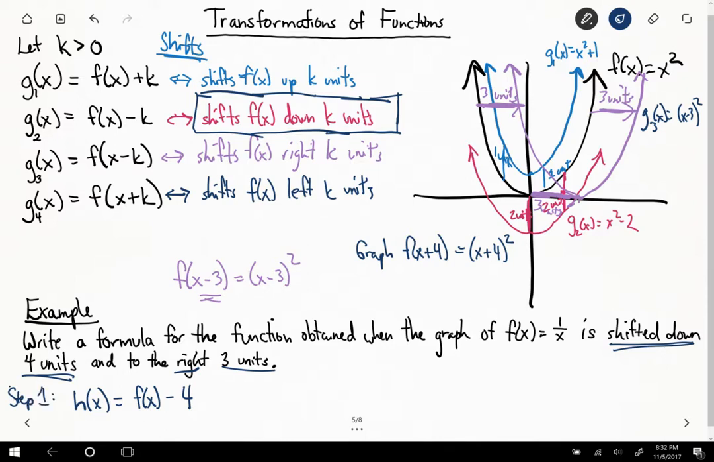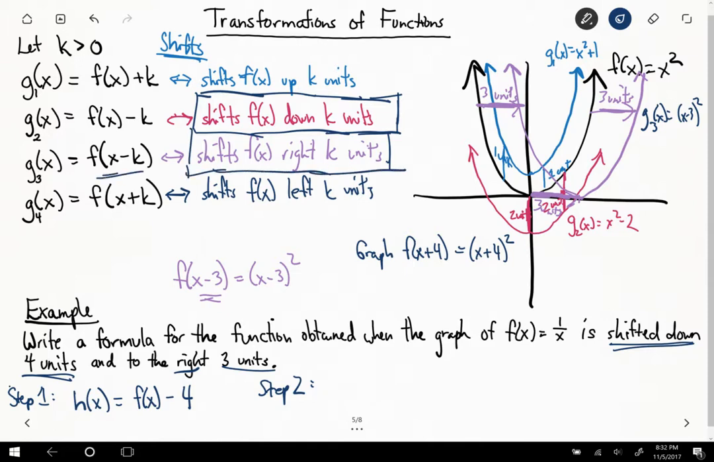Now our next thing in the order given is to the right 3 units. So what we'll need to do now, instead of taking f of x, we need to take h of x and do something to it. So for our step 2, notice what do we want to do? We want to go to the right 3 units. So what are we going to look at? Well, shifting right 3 units corresponds to us taking this graph.